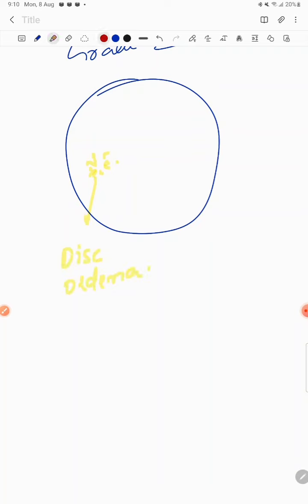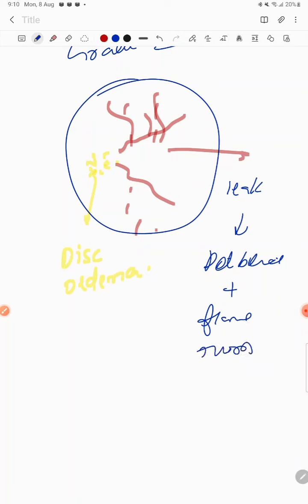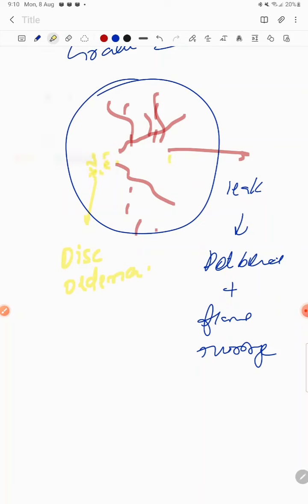Now, due to very high blood pressure, what will your arteries do? They will leak, they will leak very badly. What are they going to leak? So you have dot, blot and flame shaped hemorrhages. Plus it will leak lipids, lipoproteins in the form of a star in the area of the macula, that is called the macular star.